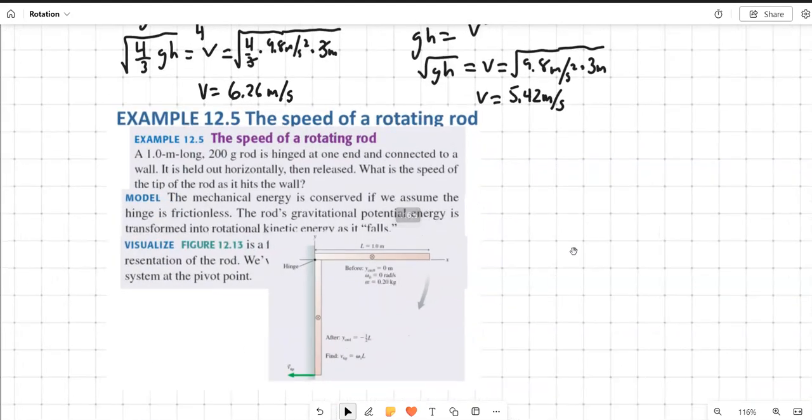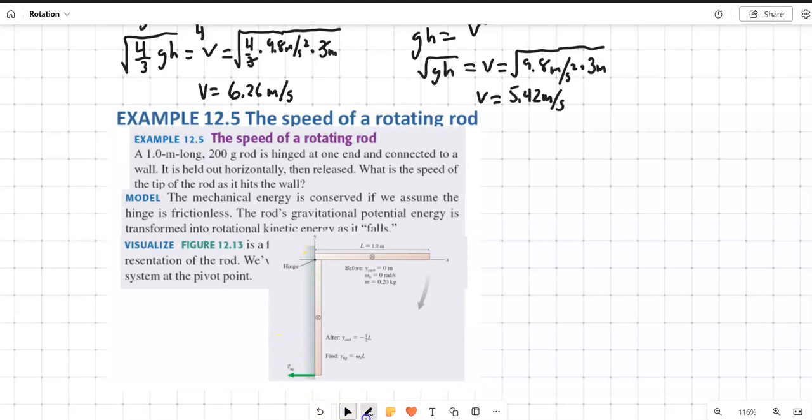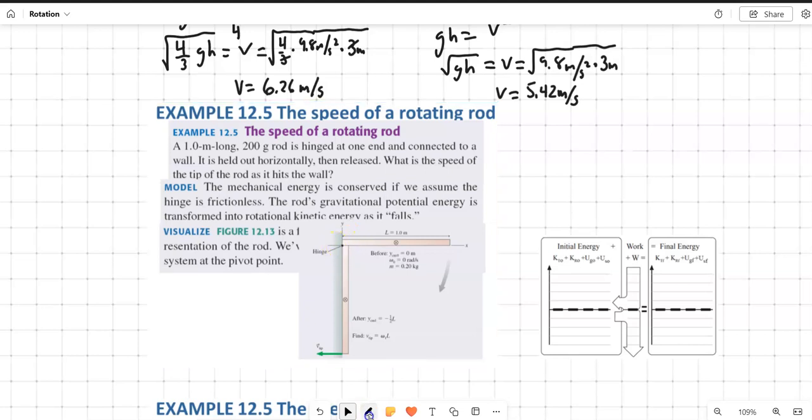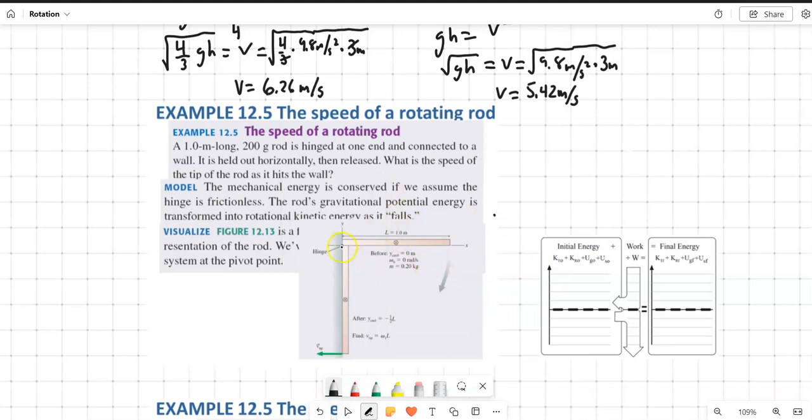Moving into another problem, this problem which is the speed of a rotating rod. So there's a hinge right here, and it's kind of like a lid or something. So it's like a little lid, and here's the hinge right here. I grabbed an energy bar chart because I thought I forgot to attach it to this problem.